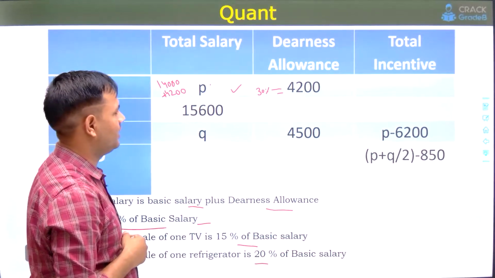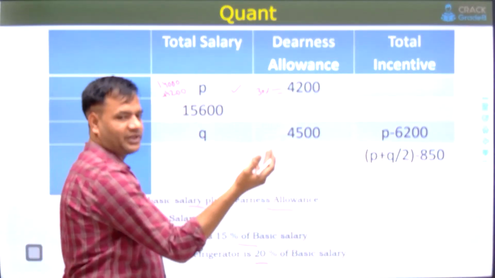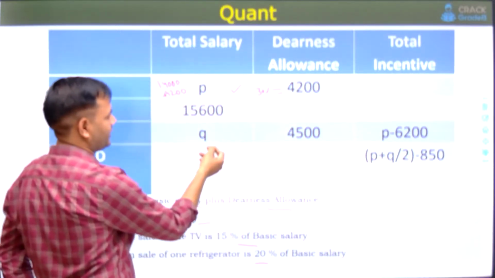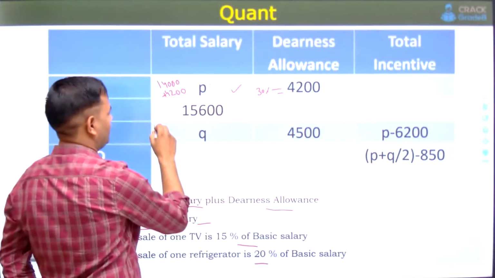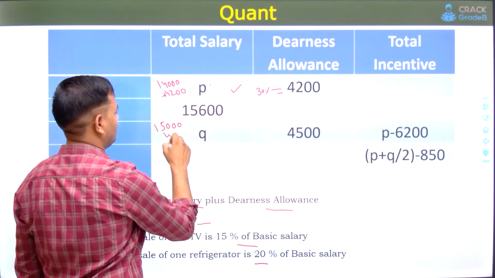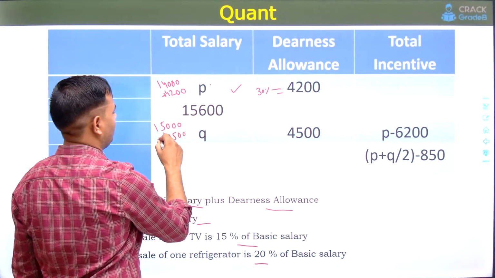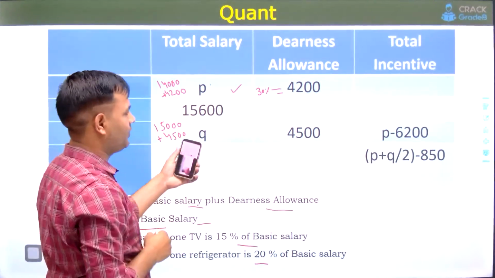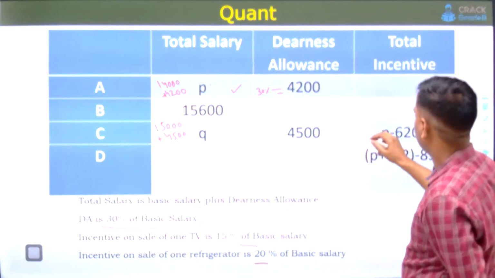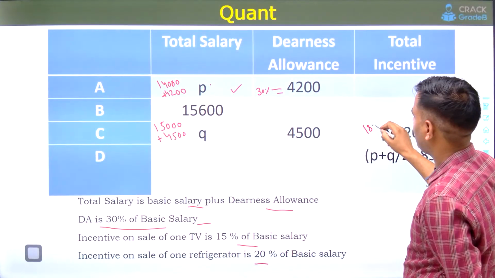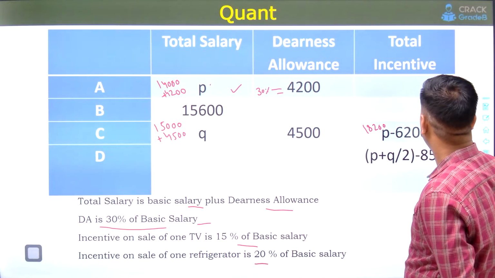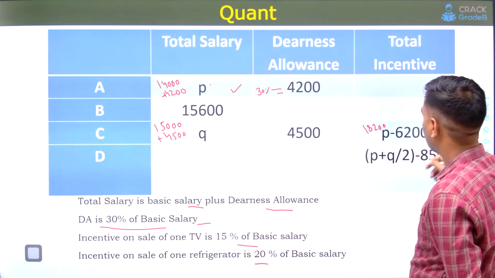Next, we can calculate this only based on the input of the question, what was there in the question. Similarly, for Q, 15,000 will be basic salary plus 4500. This will be total salary. The value of Q accordingly, from here the value of P you can put: 18,200 minus 6,200, you will get 12,000 total incentive for this.